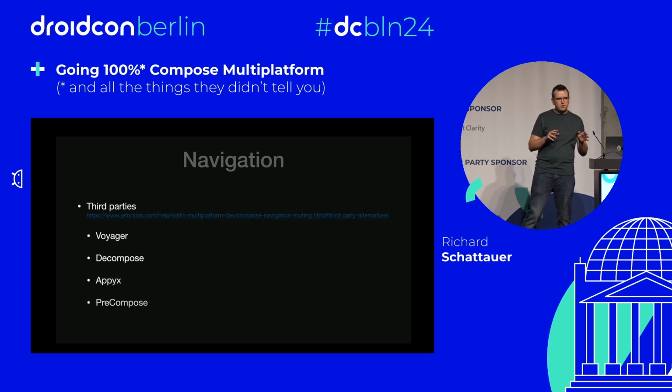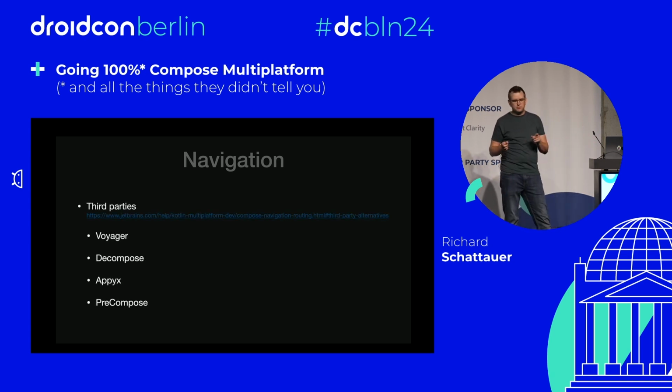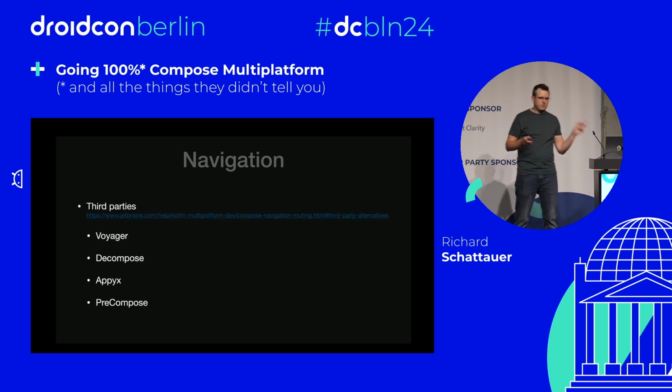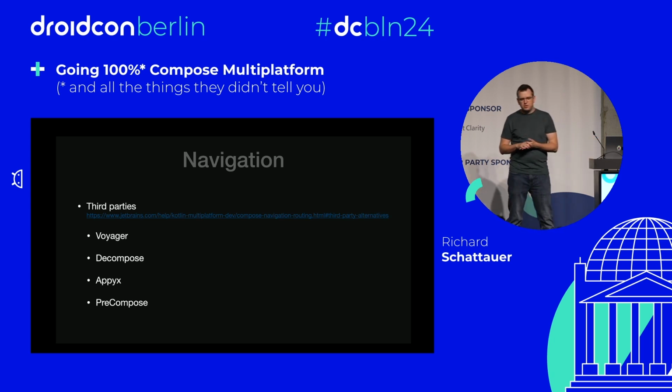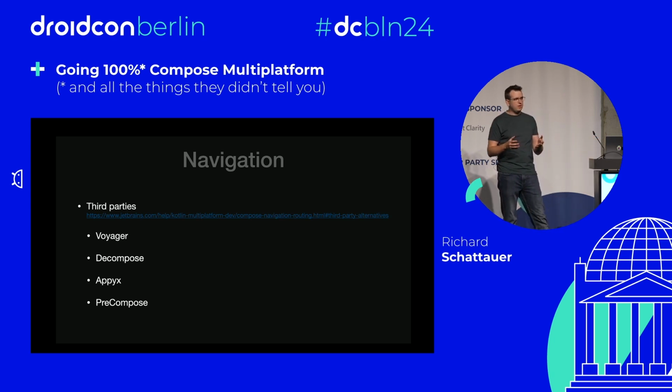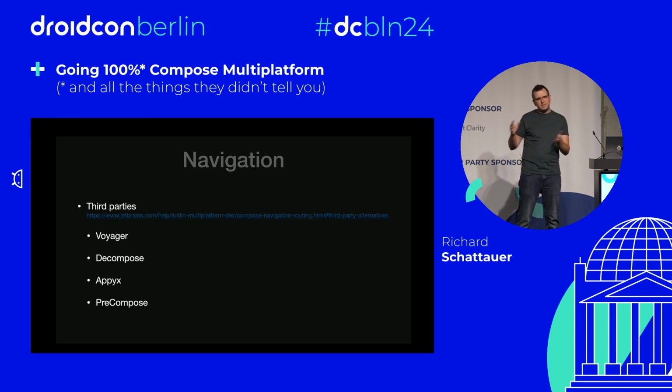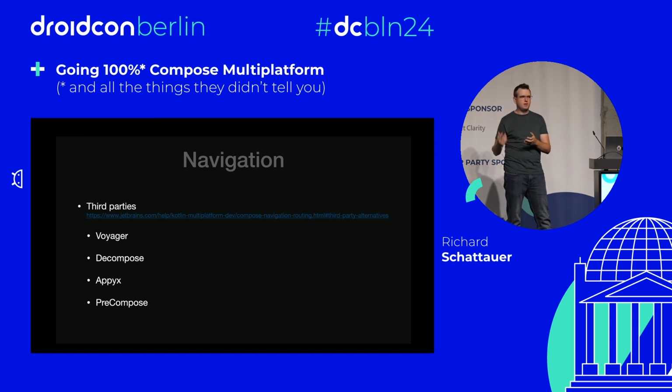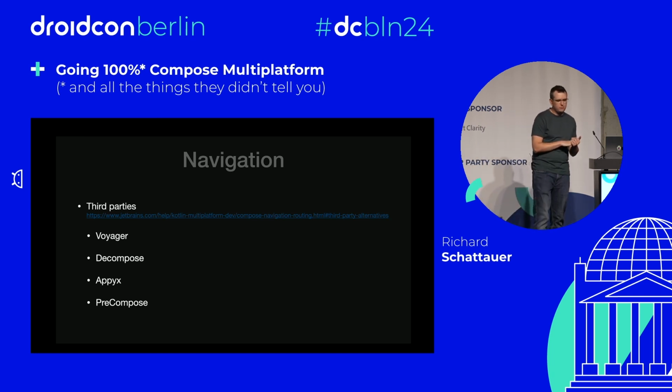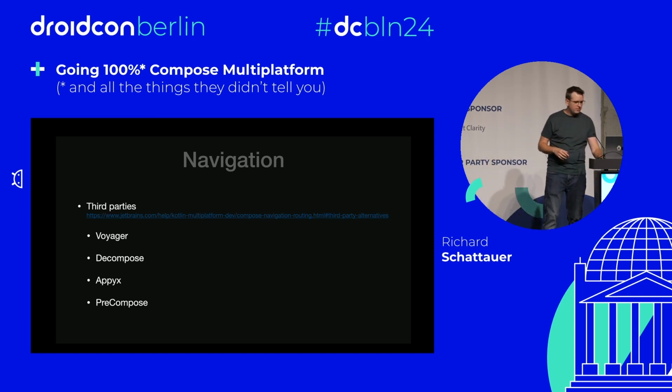There are some other third parties. Those are also mentioned on the website: Voyager, Decompose, Appyx, and PreCompose, that you can use. So if the Jetpack navigation doesn't fit your needs, you can always go to one of those. They are all great libraries. Some are basic or simpler to implement, and some are harder to implement but have more capabilities and depth and functionality.